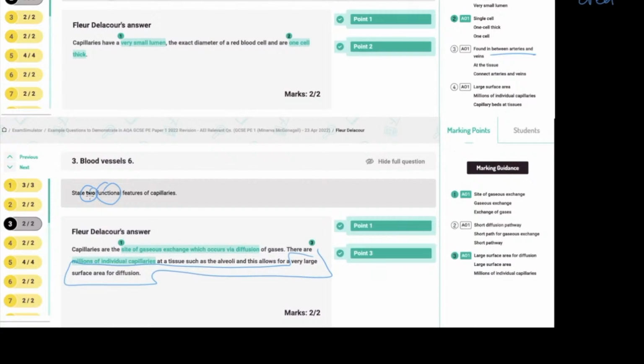But the 2 points I want to make is be prepared to answer specifically 2 or a minimum of 2, and also look for the word structural or functional. That's likely to be in your questions.